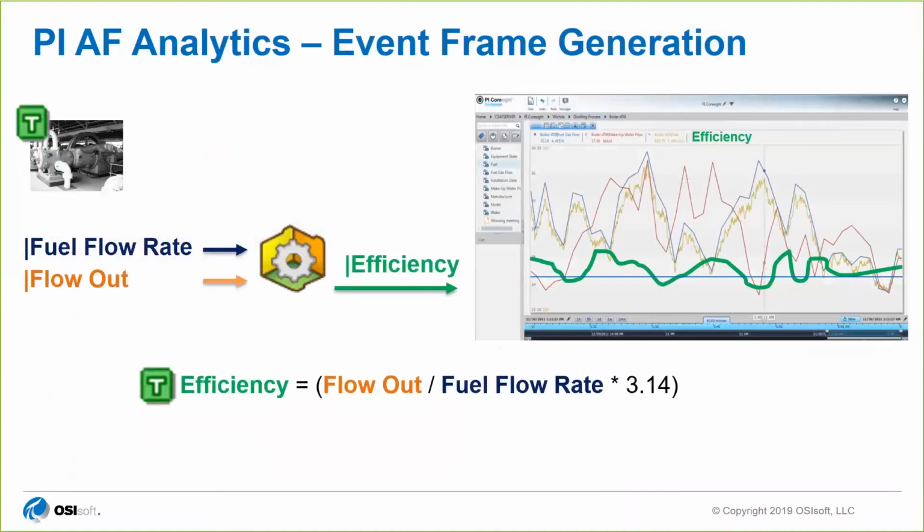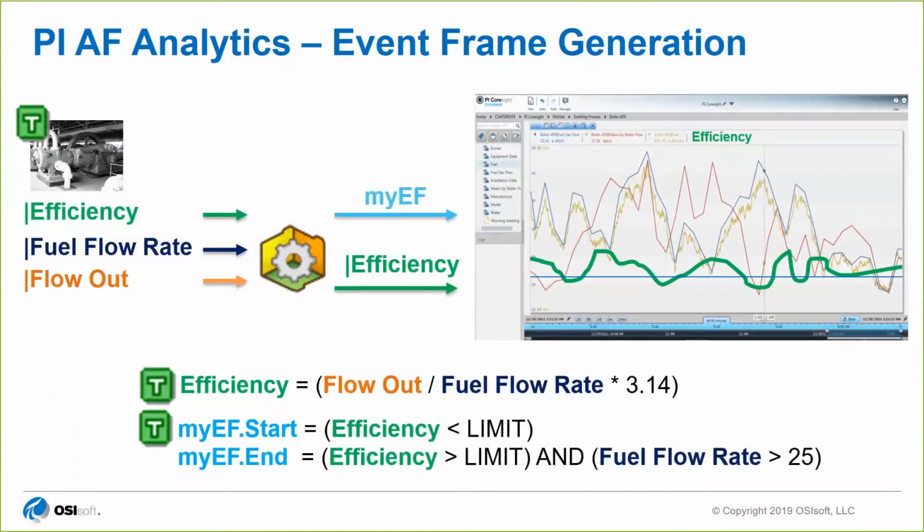Again, we could use raw data, we could calculate efficiencies, we could calculate alarm type tags. For instance, if we're using a fuel flow rate and an output flow to calculate some sort of efficiency, it's a very complicated example we have here where we're dividing one by the other and multiplying by pi, the number. And we can say, hey, I need to know whenever my efficiency is below some sort of nominal limit, and just go ahead and track an event frame whenever this happens. And you can end the event frame once some other goal is achieved and things are back on track.